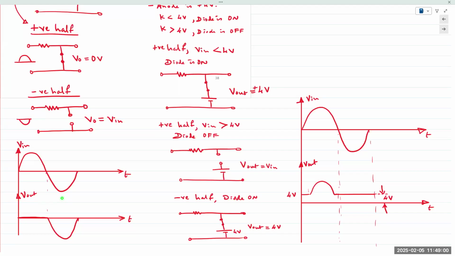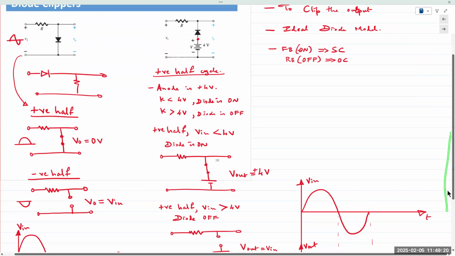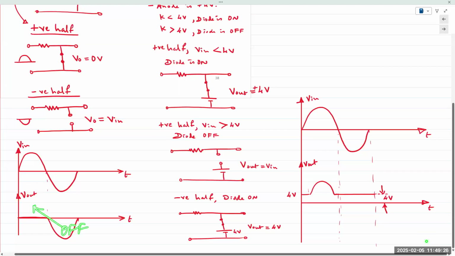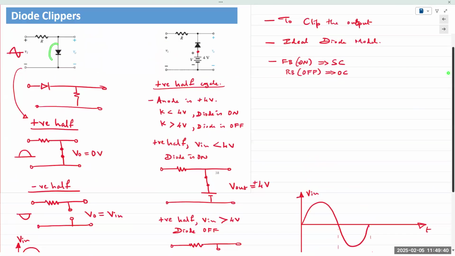Make sense? If you reverse the direction of this diode right here, what happens? V out will be equal to V in the positive half cycle, but it'll be clipped in the negative. So the negative half cycle is chopped off. It'll be the opposite: off here and on here. So you have a positive clipper shown here, and a negative clipper when you reverse the diode.